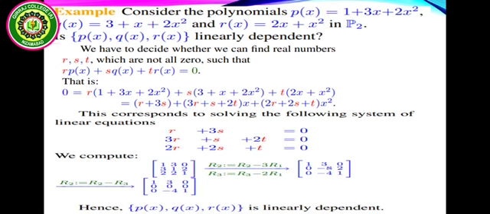Next, polynomials: linear independent or dependent. We check the given polynomials p of x, q of x, r of x. Here P2 means second order polynomials.